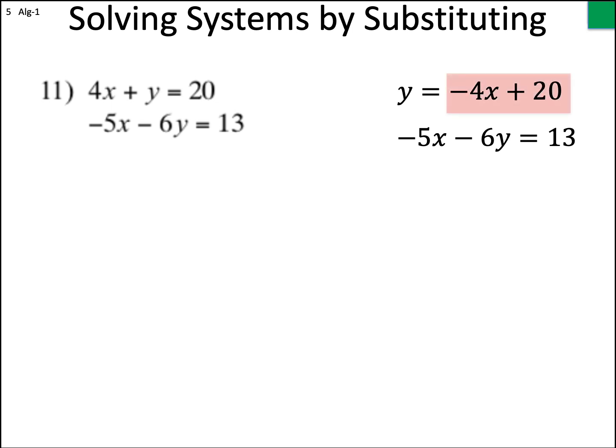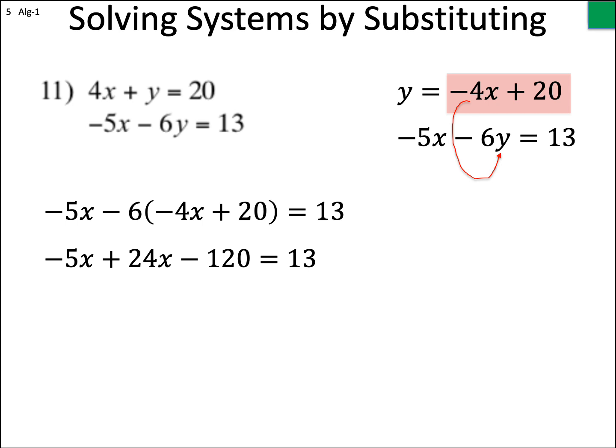So anywhere I see a y in the second equation, I'm going to write negative 4x plus 20. Okay? So rewrite the second equation, except for y, I'm going to write negative 4x plus 20. Distributive property, negative 6 times negative 4x, positive 24x. Negative 6 times 20, big number, negative 120.